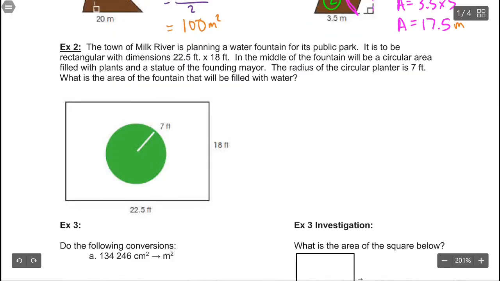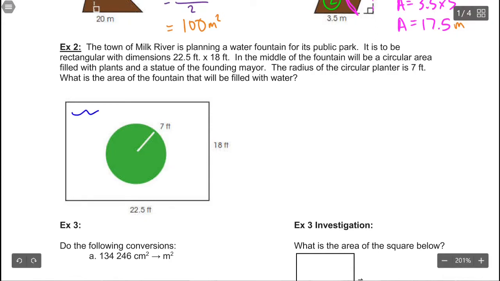Okay, here we go. So the town of Milk River is planning a water fountain for its public park. It is to be rectangular with dimensions 22.5 feet by 18 feet. In the middle of the fountain will be a circular area filled with plants and a statue of the founding mayor. He's pretty proud of himself, I guess. The radius of the circular planter is 7 feet. What is the area of the fountain that will be filled with water, right?